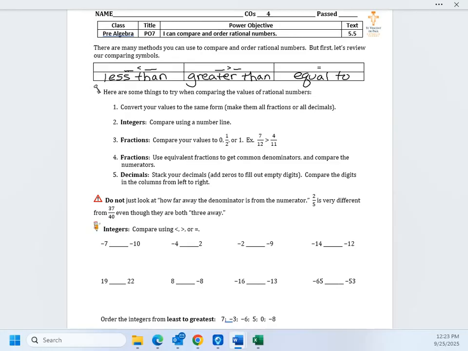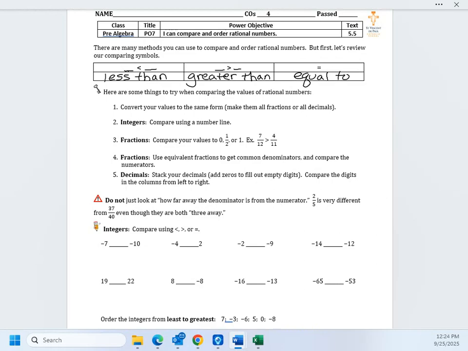First, convert your values to the same form. Make them all fractions or make them all decimals so it's easy to compare them. Makes life so much easier, and you don't make those little mistakes when you convert them all to be the same type of number.